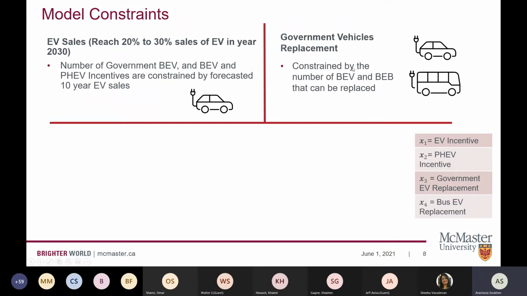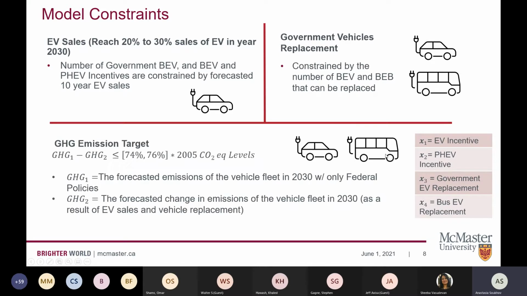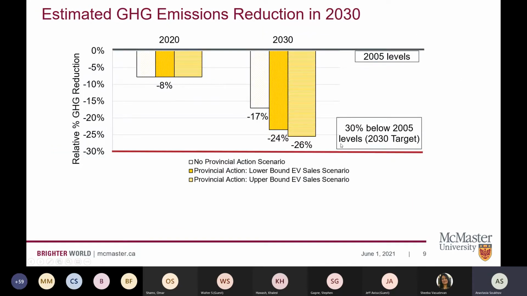For government vehicle replacements, there's just a fixed number of government vehicles on the road. You will see it's not that many relative to the personal cars on the road. And then the targets, again, this was like the greenhouse gas emission target. The model is not able to meet that 70% of 2005 CO2 equivalent levels. That's that 30% target. It was not able to meet it because of the EV sales constraint and the government vehicle replacement constraint.